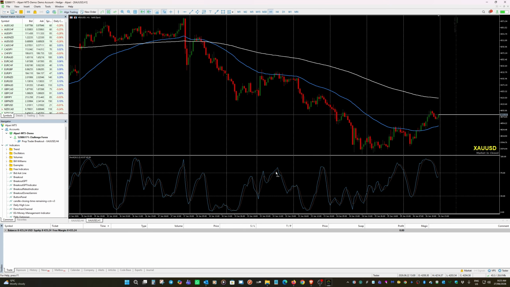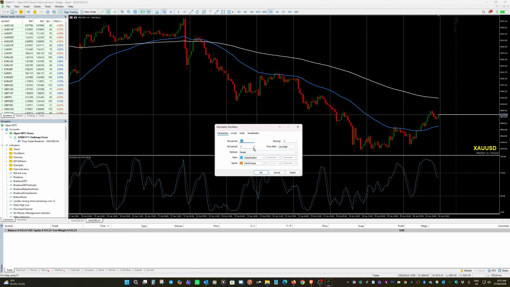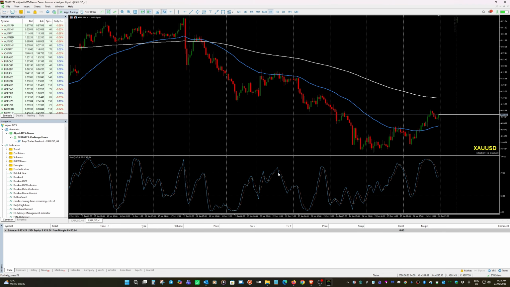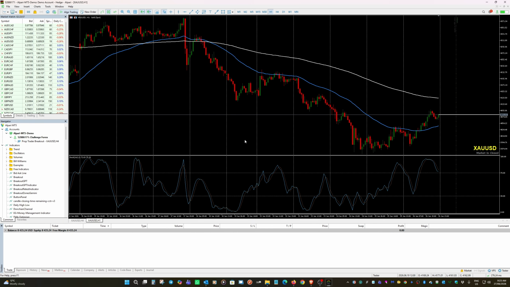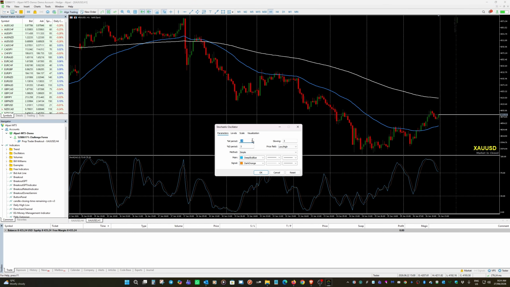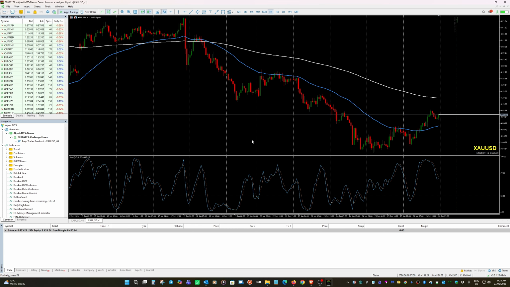The other thing we can look at as well is the stochastic setting, and let's see, the original setting, so on here we've got 5 and 3, but I actually like to use higher numbers, like 10 or even 14 and 3 for the entries. And let's go back to maybe 8 or 10.